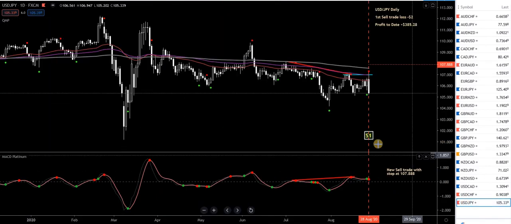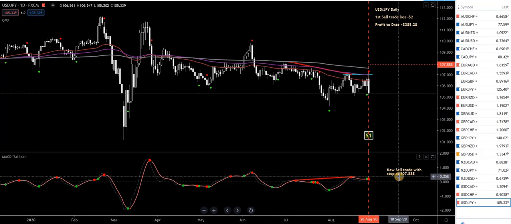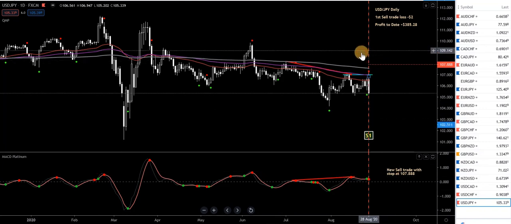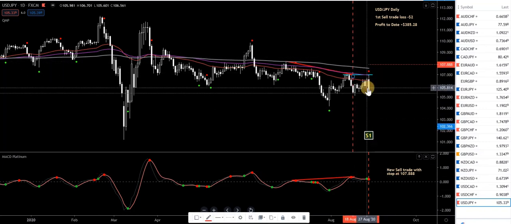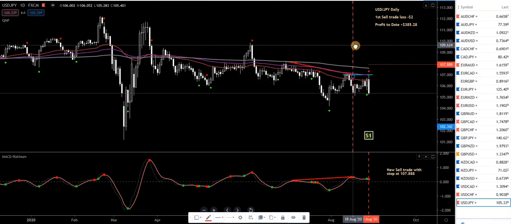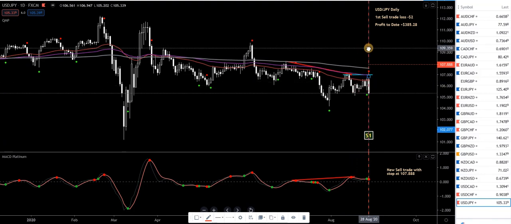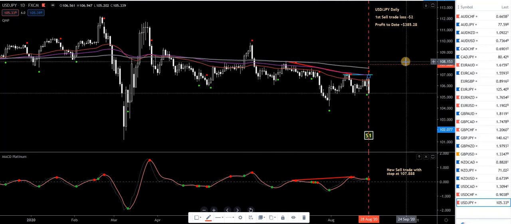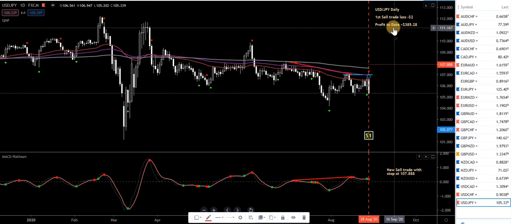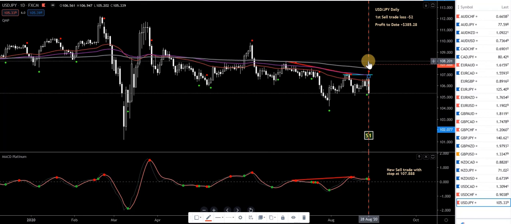USD Japanese Yen. On Monday, I'll be taking a new sell trade. I'll just move this line out of the way. There's a sell there. Gave a buy, followed by a sell. That's on the Abe news, Prime Minister Abe, if that's how you pronounce it correctly, I don't know. So it's a sell there.